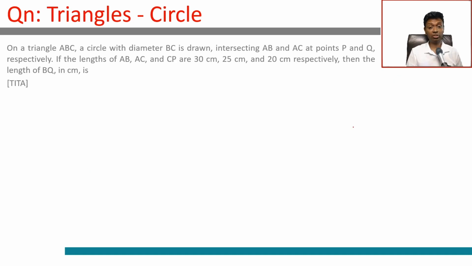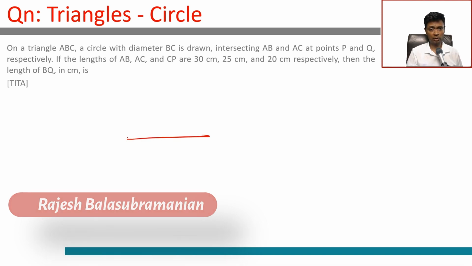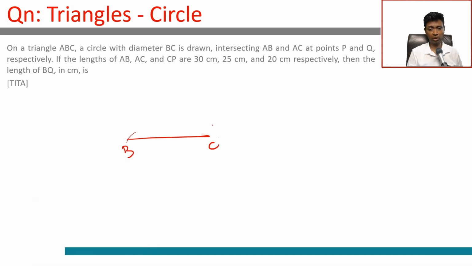On a triangle ABC, a circle with diameter BC is drawn, intersecting AB and AC at points P and Q. Wonderful. So ABC. So let's say this is BC. There's an A here. ABC. We are drawing a circle with diameter BC. Draw a circle like this. Then intersecting AB and AC at points P and Q respectively. This is P, this is Q.